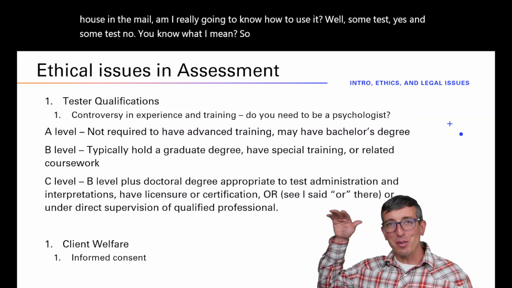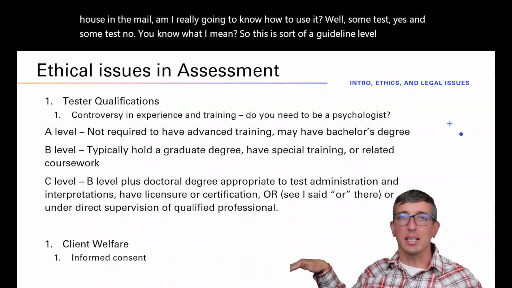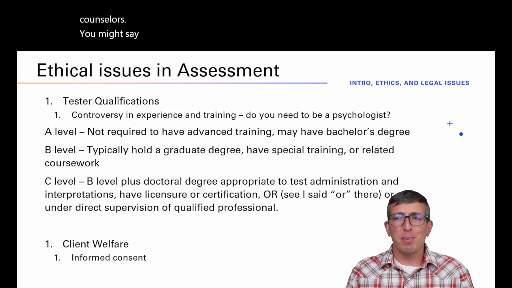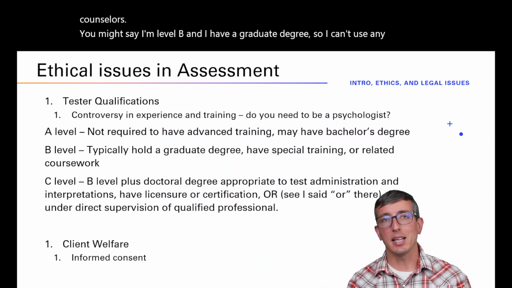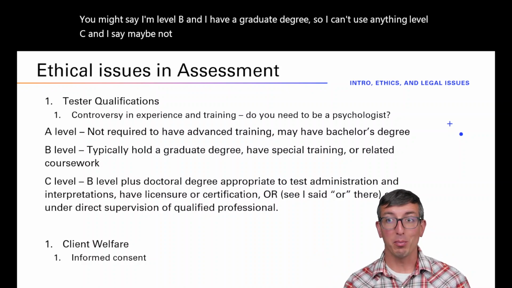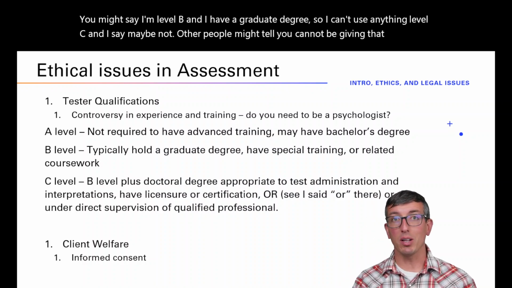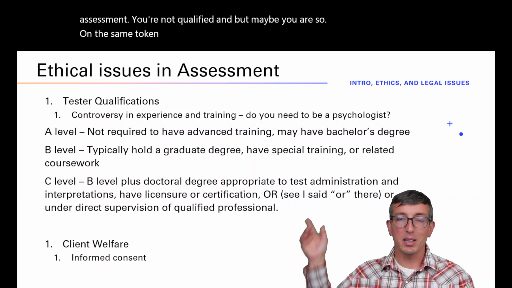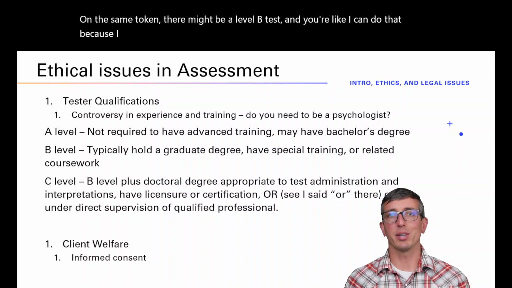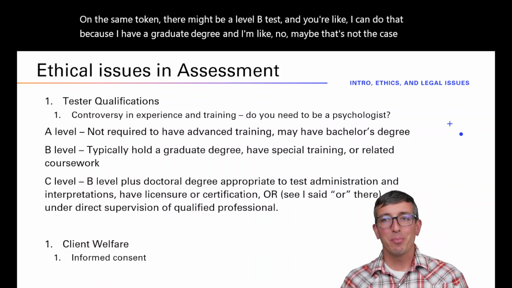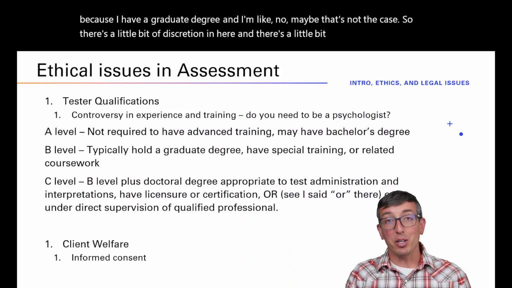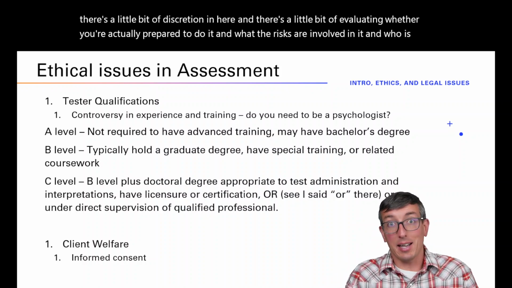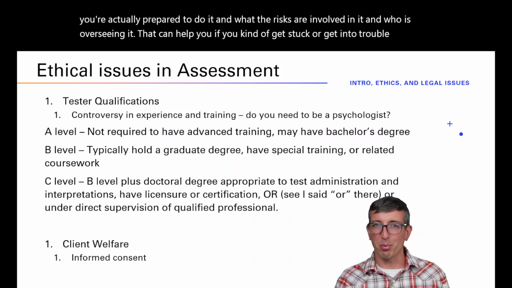So this is sort of a guideline, level A, level B, level C. However, the reason I'm going into this in such detail is that you as counselors might say, well, I'm level B and I have a graduate degree, so I can't use anything level C. And I say, well, maybe not. Other people might tell you, you cannot be giving that assessment, you're not qualified, but maybe you are. By the same token, there might be a level B test and you're like, oh, I can do that because I have a graduate degree, and I'm like, no, maybe that's not the case. So there's a little bit of discretion in here, and a little bit of evaluating whether you're actually prepared to do it, what the risks are involved in it, and who is overseeing it that can help you if you get stuck or get into trouble. Those are important things too.